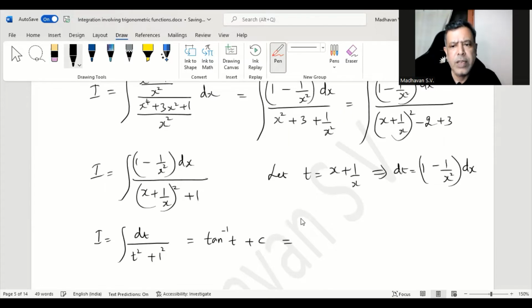Now we know t is nothing but x plus 1 by x, so we will write it as tan inverse of x plus 1 by x plus c. That is the result for this particular problem.